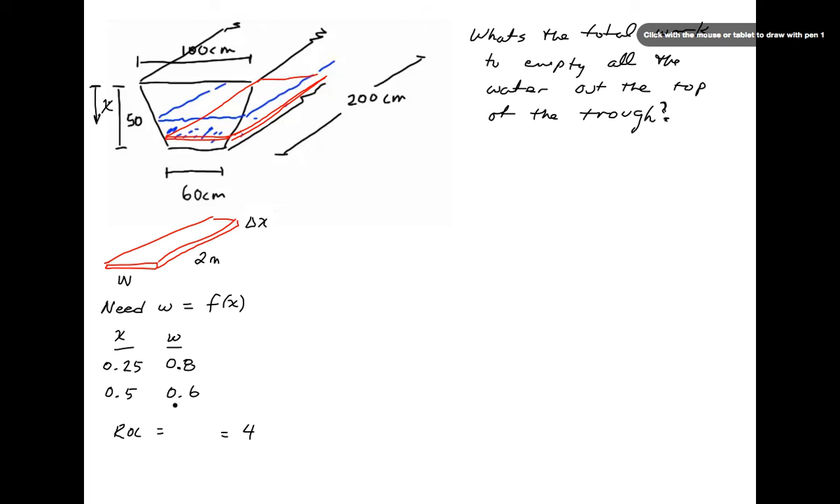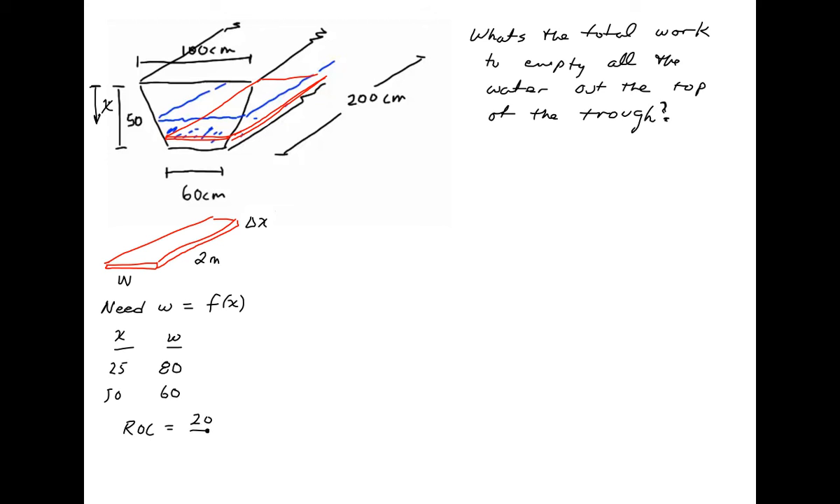Let's do this in centimeters, it'll make it easier, and then change it at the end. X is 25. The width is 80. And when X is 50, the width is 60. So the rate of change is 20 over negative 25. Negative 4/5.